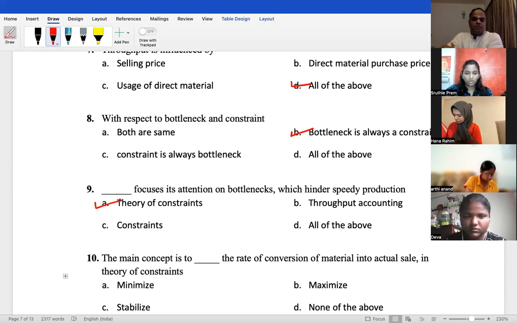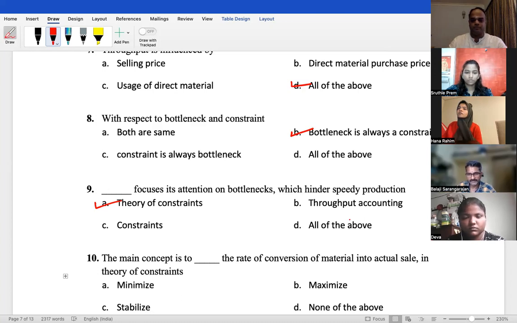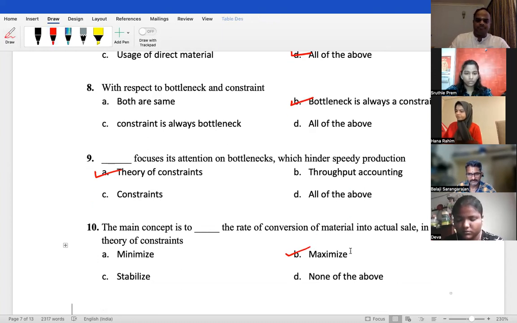The main concept in theory of constraint is to dash the rate of conversion of material into actual sales. Minimize, maximize, stabilize, none of them. Maximize. Yes, our objective is to maximize. Conversion should be maximum.